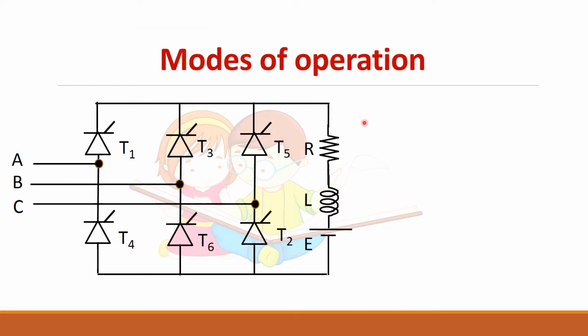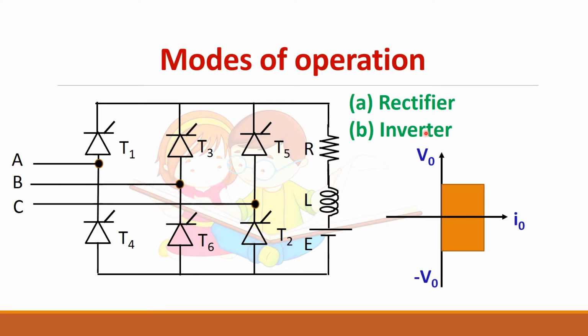There are 2 modes of operation. We have seen that in the single phase fully controlled rectifier: rectifier and inverter mode. Here also it is the same, rectifier and inverter mode. Rectifier operation when alpha is less than 90 degree and inverter operation for alpha greater than 90 degree. So you can achieve both forward motoring as well as reverse braking.